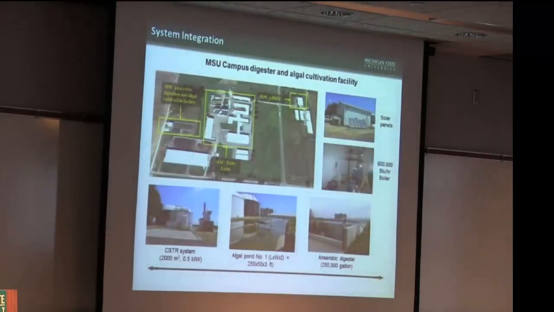Again, system integration. We've integrated numerous systems on campus to address some of our livestock waste management, along with some of our campus-based food and organic waste management. ADREC sits here. This is the MSU dairy farm. We have a large compost facility where we compost most of the dry livestock manure. Adjacent to that, we built a research digester in 2010, which is a 250,000-gallon digester, so it is a fairly sizable unit.